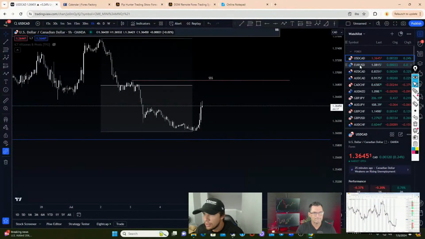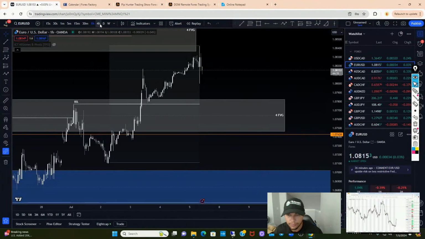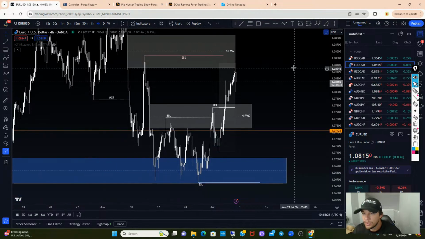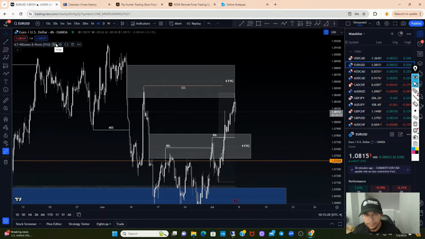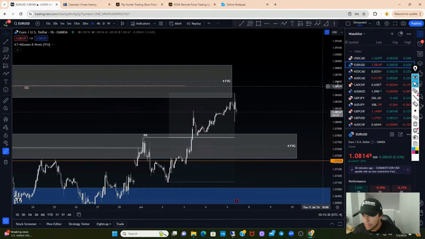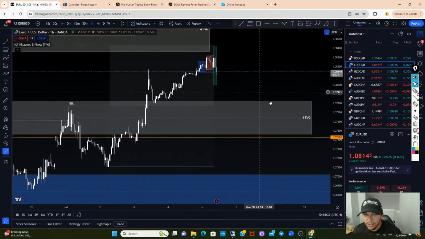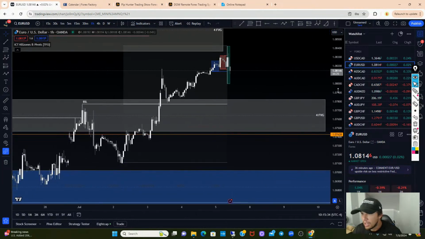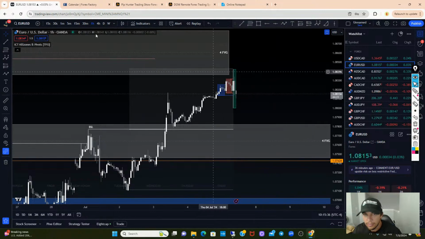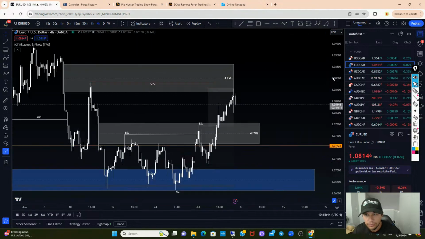Okay, let's take a look at the Euro US dollar. So looking at the Euro US dollar, as we can see here, London highs and lows have been swept. And as you can see, we have both candle wicks from the lows and the highs here due to the news this morning. So let's go to the 4-hour.